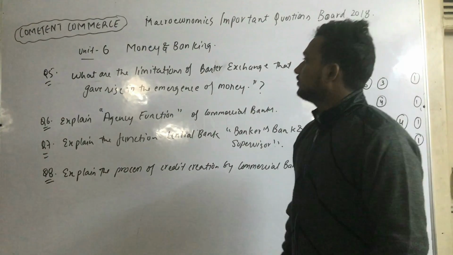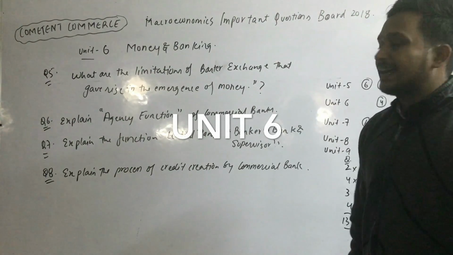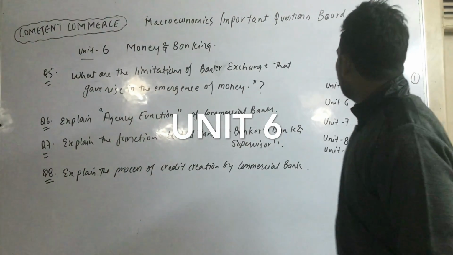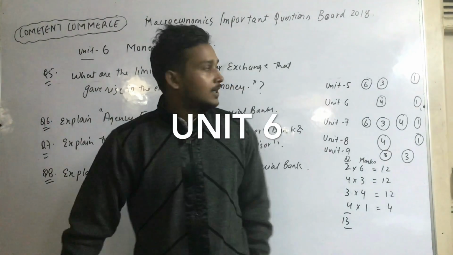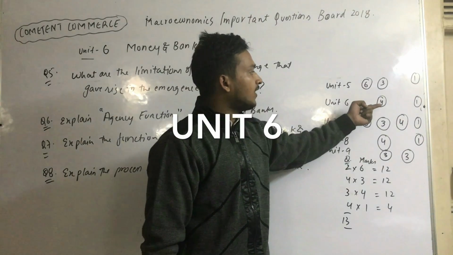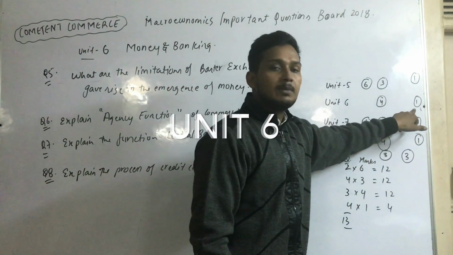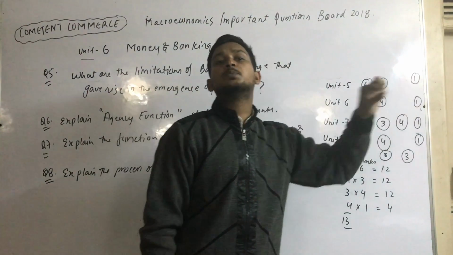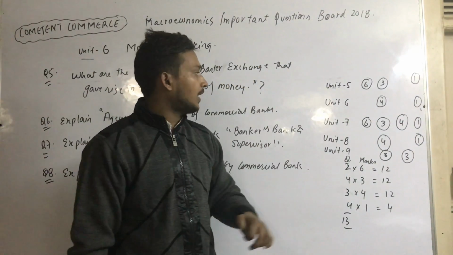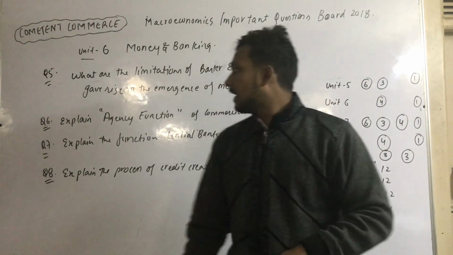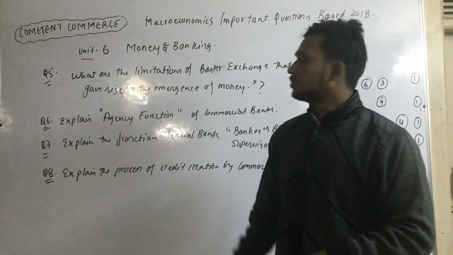Now come to unit number 6. Unit number 6 is your money and banking unit, right? In this I had told you that it might be possible that 1 question of 4 marks and 1 question of 1 mark will be asked from this, right? 1 question of 1 mark can be asked from the money chapter, what is money or what is the definition of money supply, and a 4 mark question can be asked on these 4 questions, right?